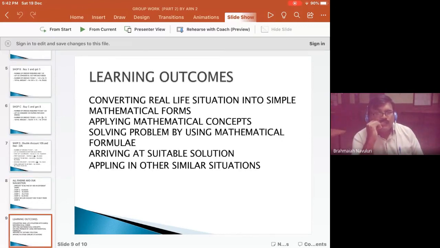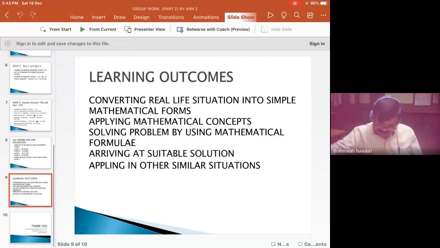Learning outcomes: converting real life situations into simple mathematical forms, applying mathematical concepts, solving problems by using mathematical formulae, arriving at a suitable solution, and applying it in other similar situations. So when the same situations are there, we can apply this. Thank you, sir.